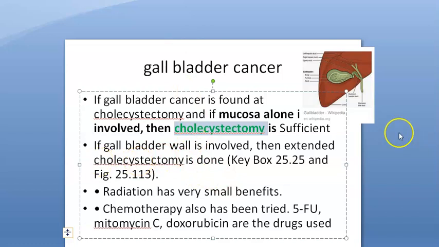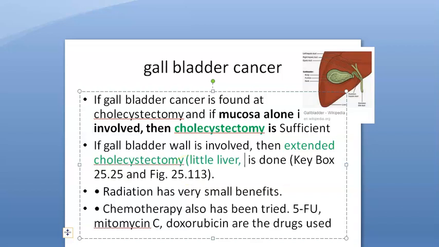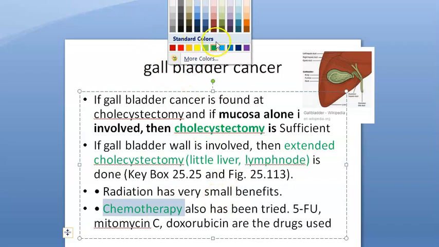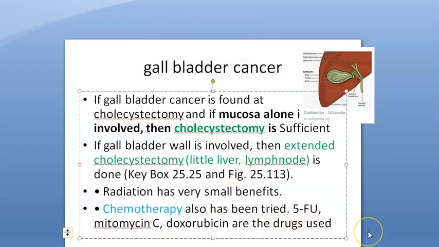If the gallbladder wall is involved, extended cholecystectomy. What do you mean by extended cholecystectomy? Regional lymph nodes you will remove. You'll remove some part of the liver, looks like. So just look at this: a little of liver and a little of lymph node, regional lymphadenectomy. That will be extended cholecystectomy. Then radiation has small benefits, so we'll not read that. Chemotherapy has been tried, but we don't know if it works. 5-FU, mitomycin C, standard things that you give in cancer treatment.